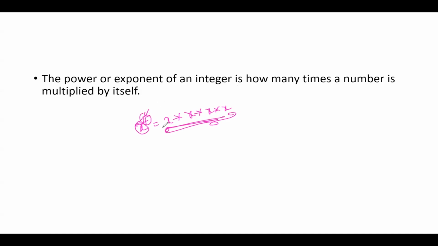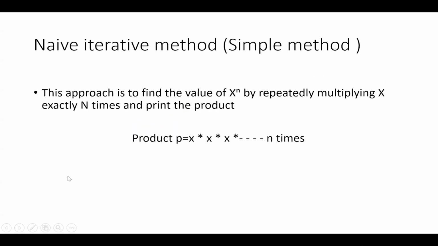So with this basic idea, let us explore how we can raise a number to its power. The first method is the naive iterative method, or a simple method where we simply multiply that many times. This approach is to find the value of x to the power n by repeatedly multiplying x exactly n times and printing the product. So if I have x to the power n, I'm going to multiply x n times and then generate a product. This is the naive iteration method.